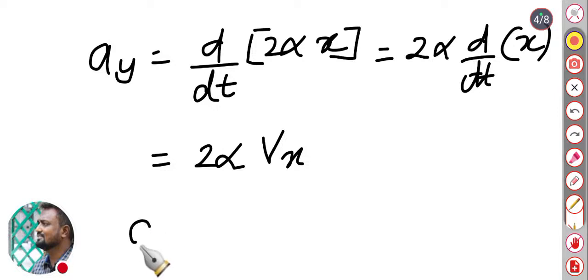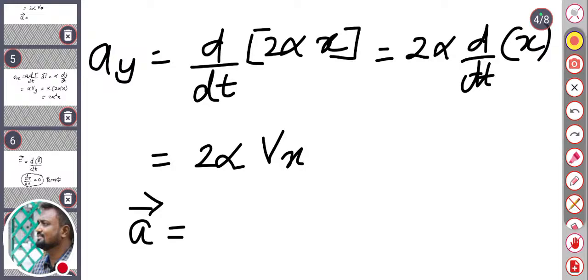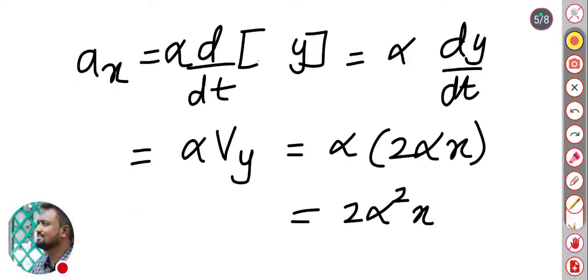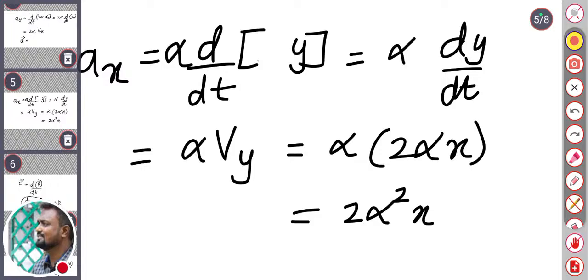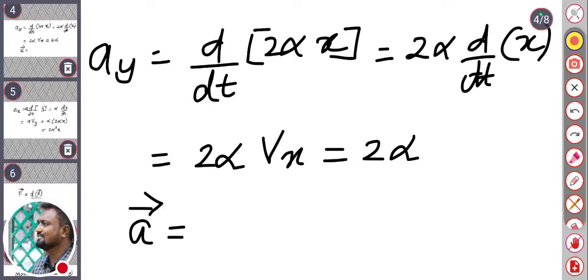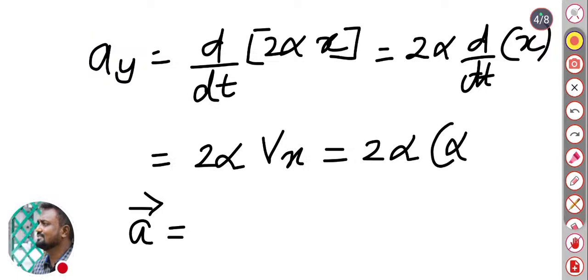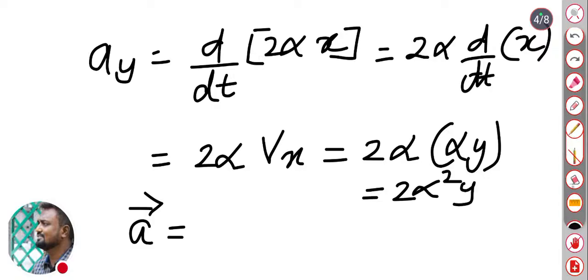Finally, we can write the acceleration vector. What is our acceleration vector? Ax x cap and Ay y cap. So what is Ax? Ax is equal to 2 alpha... sorry. Ax is equal to, we have to substitute the Vx here. I didn't do it. So 2 alpha, and what is Vx? Vx is alpha y. If I substitute this, 2 alpha square y. So this is my acceleration in the y direction.